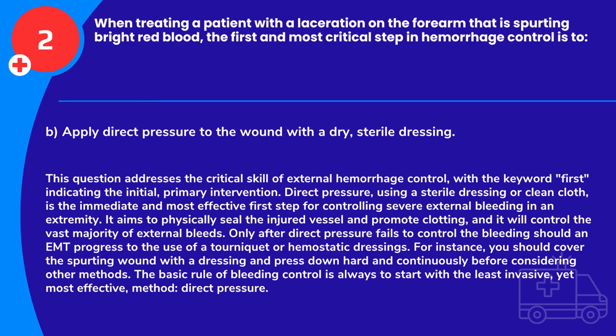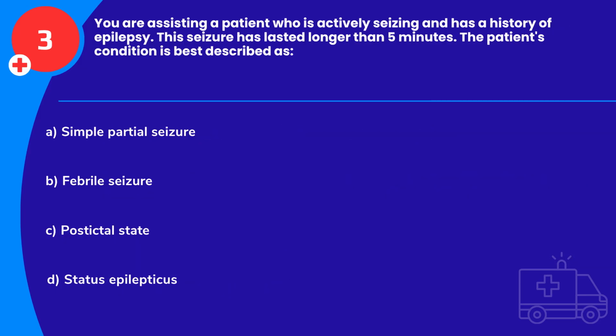It aims to physically seal the injured vessel and promote clotting, and it will control the vast majority of external bleeds. Only after direct pressure fails to control the bleeding should an EMT progress to the use of a tourniquet or hemostatic dressings. For instance, you should cover the spurting wound with a dressing and press down hard and continuously before considering other methods. The basic rule of bleeding control is always to start with the least invasive, yet most effective method: direct pressure. Question 3.